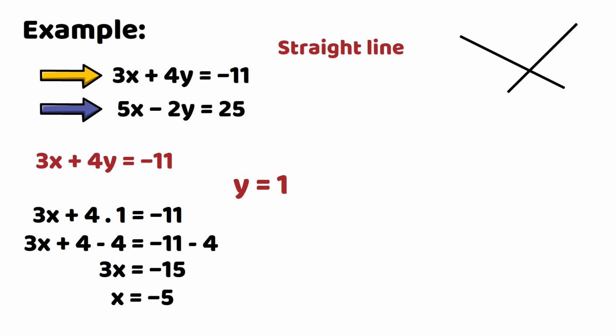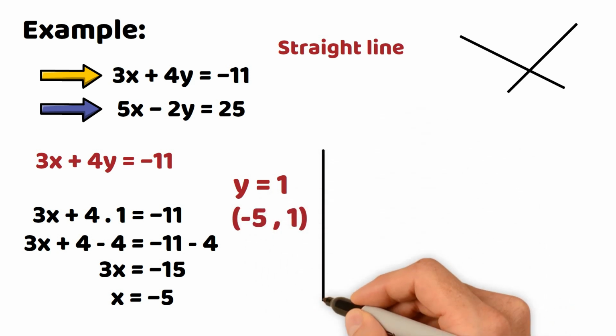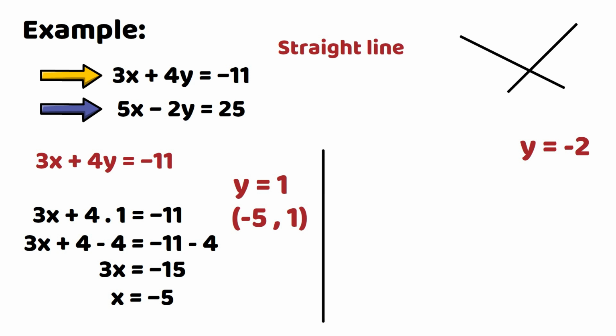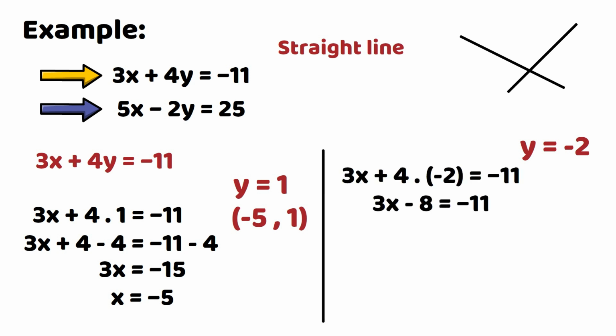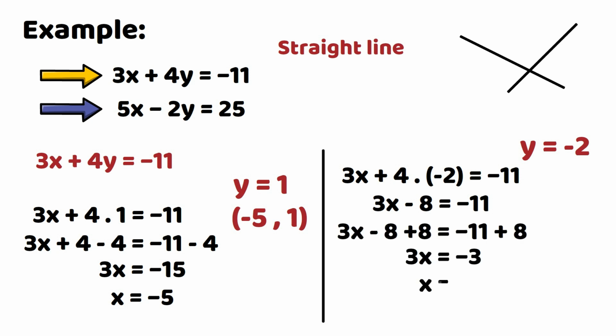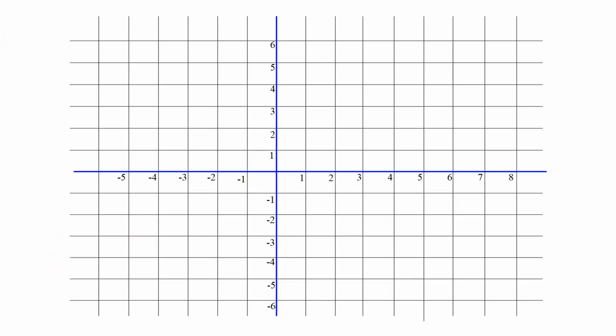So our first point is negative 5, 1. Then let's pick where y is negative 2. In that case, we have 3x minus 8 equals negative 11. Add 8 to each side, and you have 3x equals negative 3, or x equals negative 1. Our point in this case is negative 1, negative 2. So we have a line where one point is negative 5, 1, and another point is negative 1, negative 2.